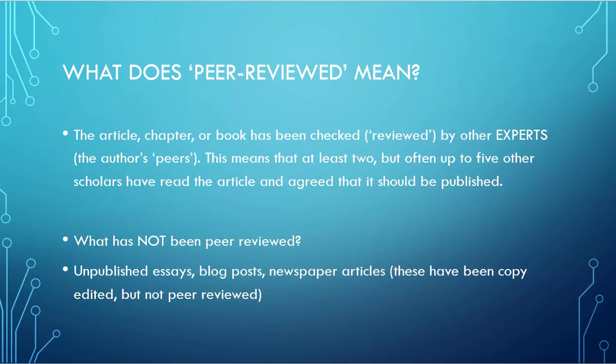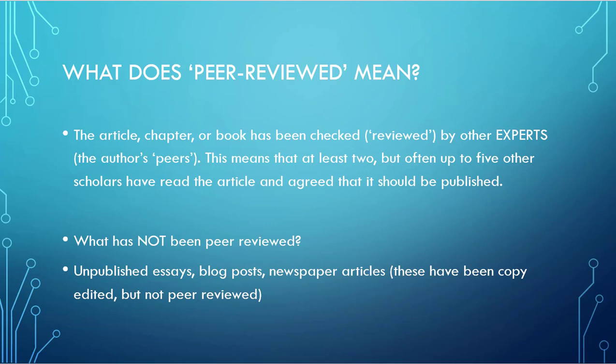The next thing you're looking for when you're checking your sources is to make sure it's been peer reviewed. So what does that mean? It simply means that the article, chapter, or book that you're reading has been checked by other experts. Those are the author's peers. So this means that at least two, but probably far more, other experts have read the work and said, yes, this is correct, this is interesting, this should be published.